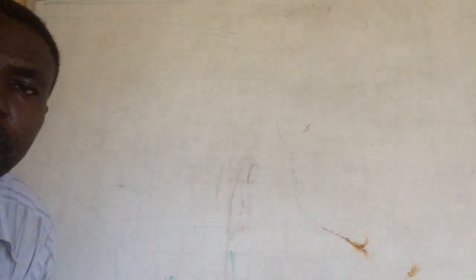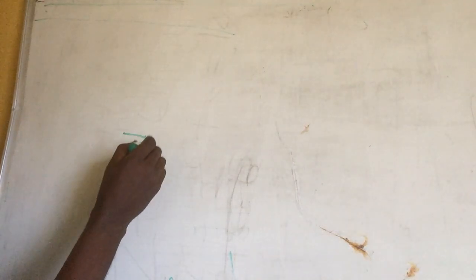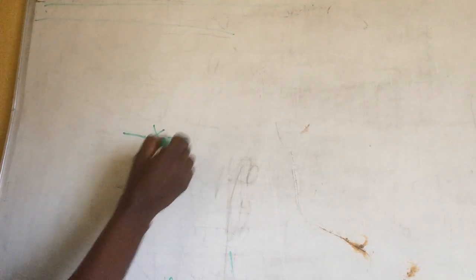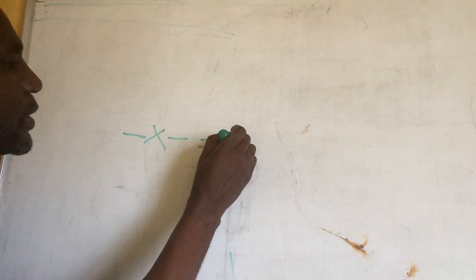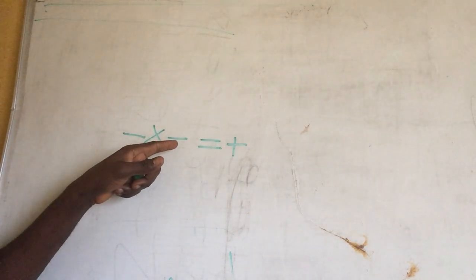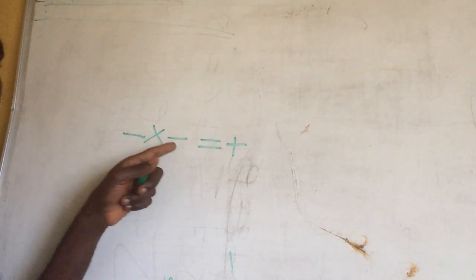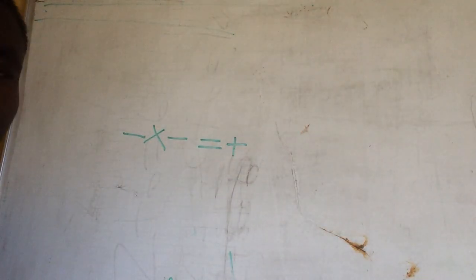So let me move to the board and show some examples. Let me start with a simple one. When you have minus multiplied by minus, the answer is plus. In other words, minus times minus, the answer is what? Plus. Let me give you an example with numbers.